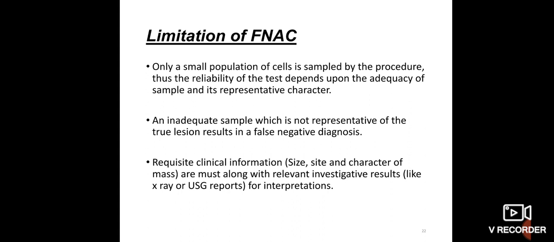Now what are the limitations? The first limitation is that only a small population of cells is sampled during the procedure. Most of the swellings which come for FNAC are more than 2 centimeters in size. Out of that 2 centimeters, you are getting only very few cells from that area. So the population of cells as compared to the size of the lesion is very small. So the reliability of the test will depend upon the adequacy of the sample.